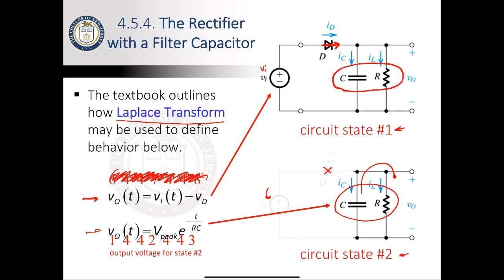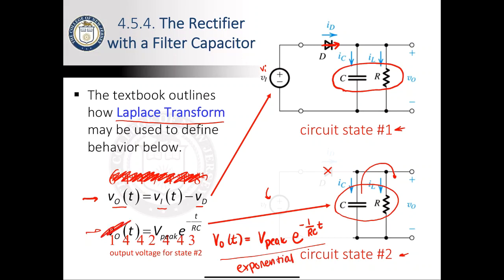So for circuit state number 1, we can see that the output voltage will be equal to the input voltage minus the voltage drop across the diode. Pretty straightforward. For the second state, we'll see that VO of t will be equal to whatever the peak voltage of the output is times e to the negative 1 over RC times t. This is an exponential response similar to what we have seen in previous problems.